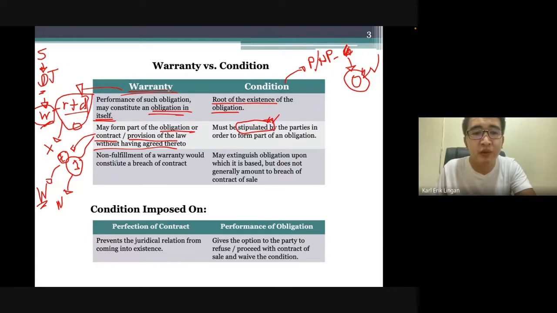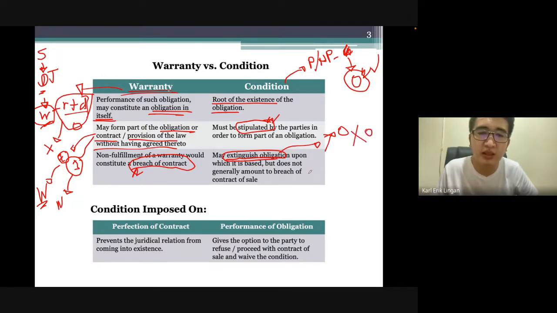Okay? For warranty, its non-fulfillment may constitute a breach of contract. So pag hindi na-fulfill, that is a breach of contract. Pero sa condition, kapag hindi na-fulfill, it may extinguish the obligation. Okay? Hindi siya automatic na breach of contract. Okay? Kasi nga, condition lang siya. It may give rise to the obligation or it may extinguish the obligation. Okay? That is the difference between warranty and condition.